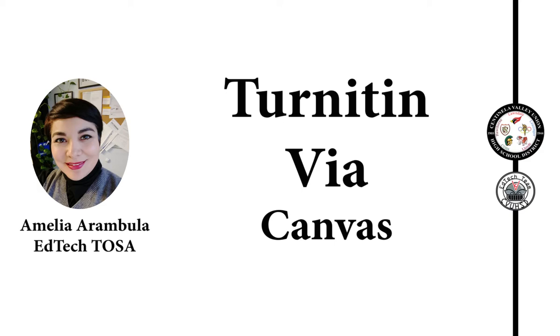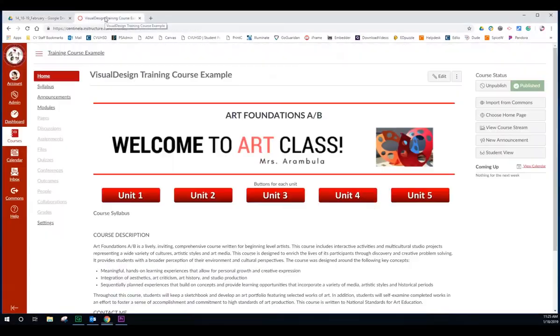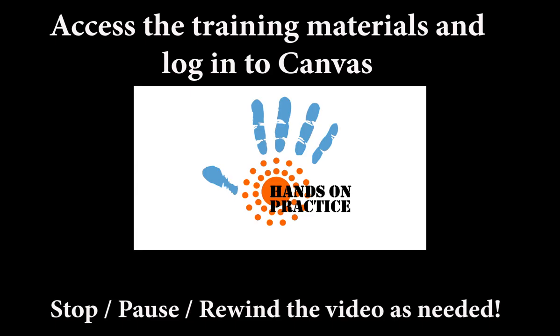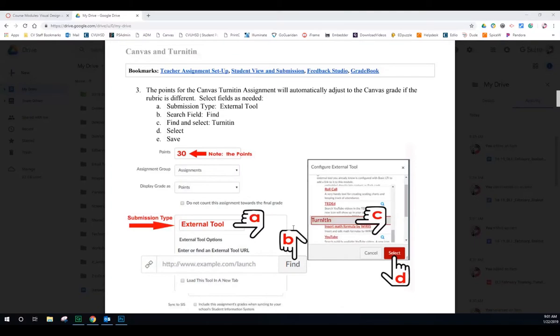In this training, we're gonna cover Canvas and Turnitin. The first thing that you'll need to do is access the training material, then log into your Canvas course. This training will cover teacher assignment and setup for a Canvas Turnitin assignment, student view and submission, Feedback Studio, and Canvas gradebook. Feel free to reference the training materials as needed.